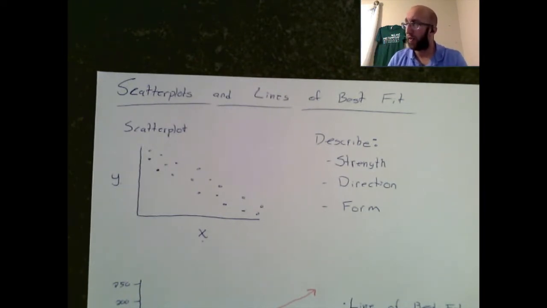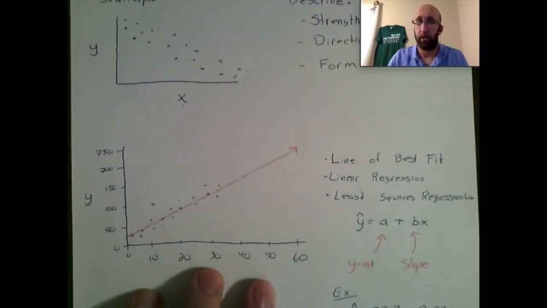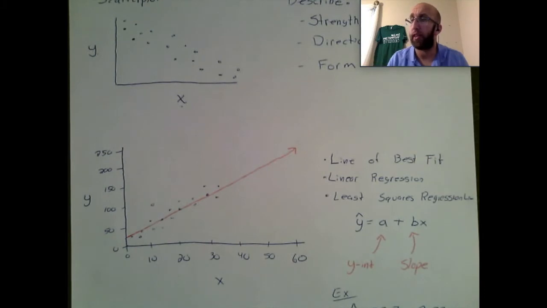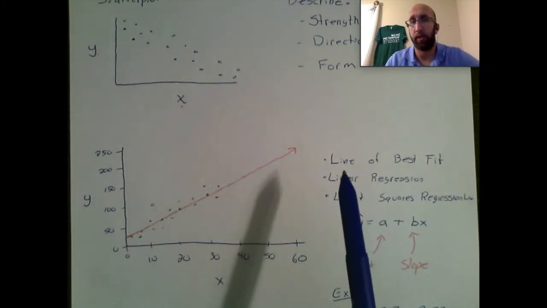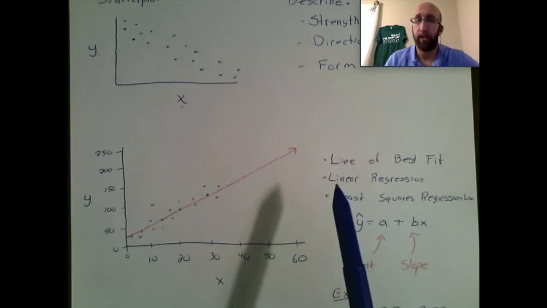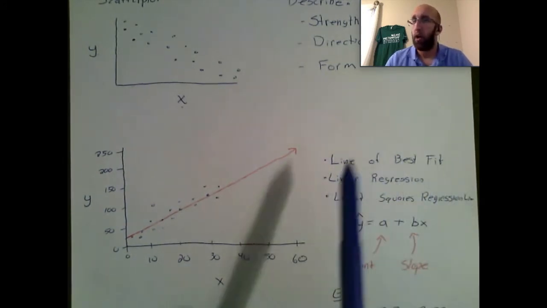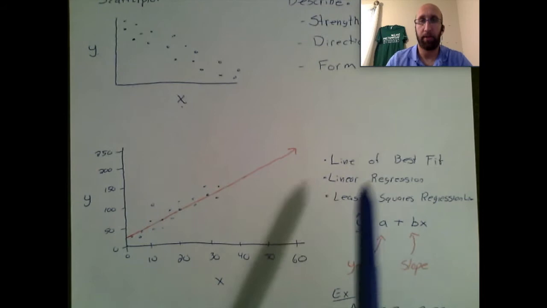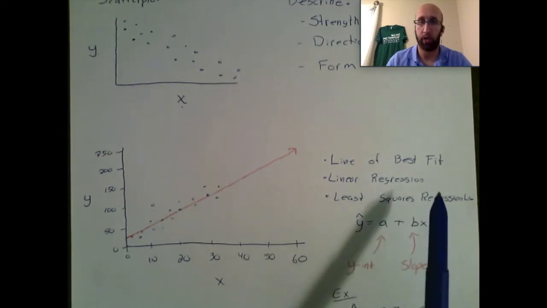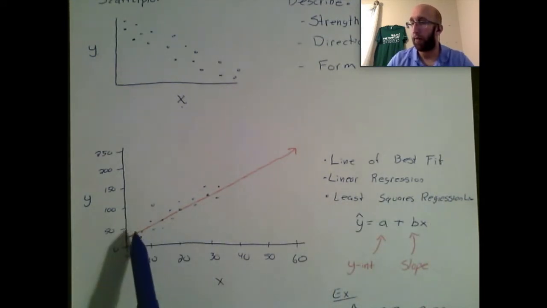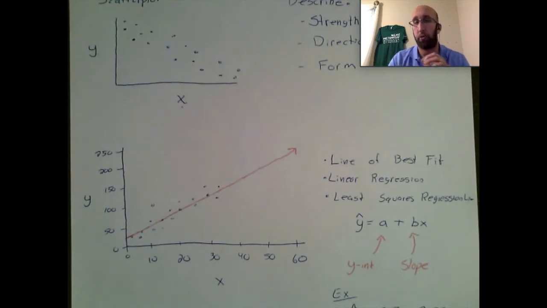So once we have a scatter plot, we can describe it. What else can we do with it? This is where the line of best fit comes in. You might hear me call it a line of best fit, a linear regression, or a least squares regression line. They're all three the same thing. They're all talking about how I fit a line to my data.